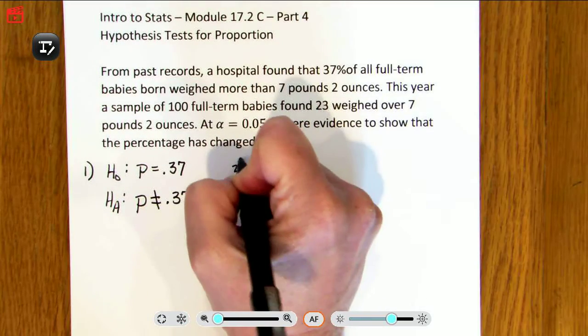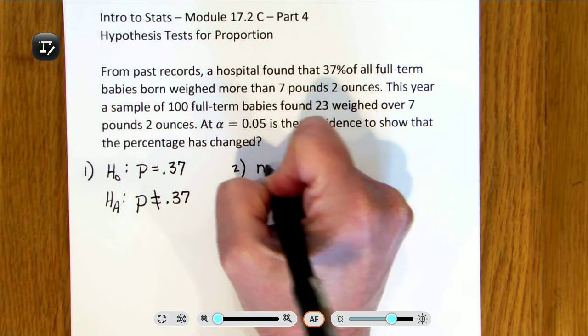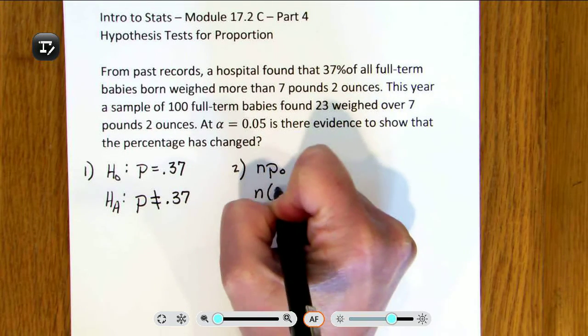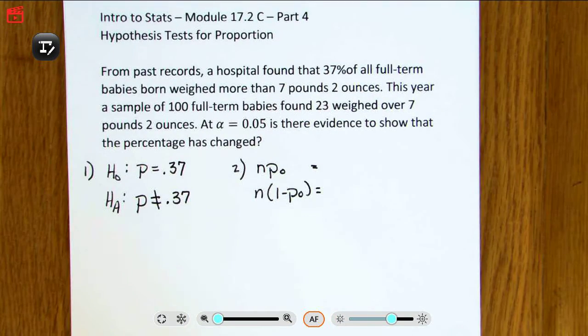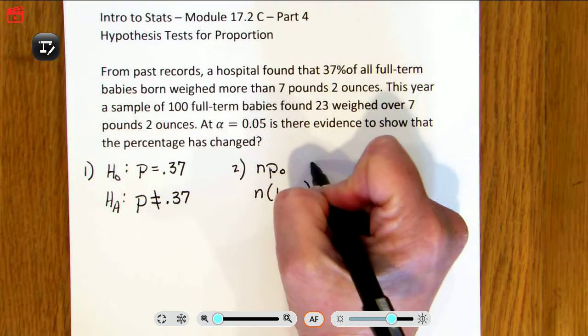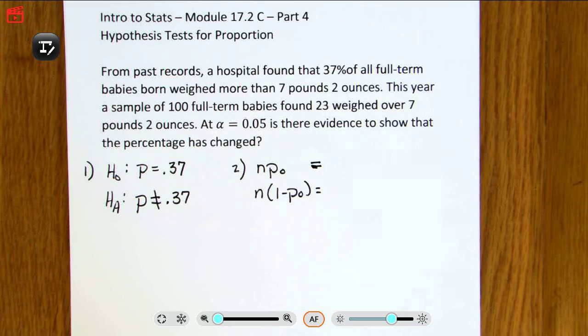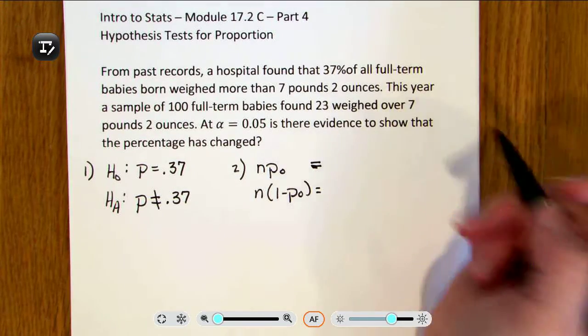Step number 2 is to look at my n times p0 and n times 1 minus p0 to see if we really should continue. In the last video, we shouldn't have continued, but we did anyway, just for practice. But in the real world, they would have looked at the data a little harder to see if there were any outliers or if it was kind of symmetric. And if it had been symmetric with no outliers, they still would have gone ahead and done it.